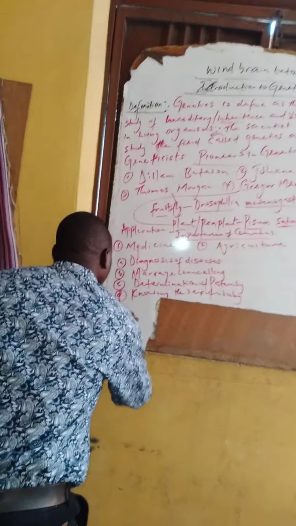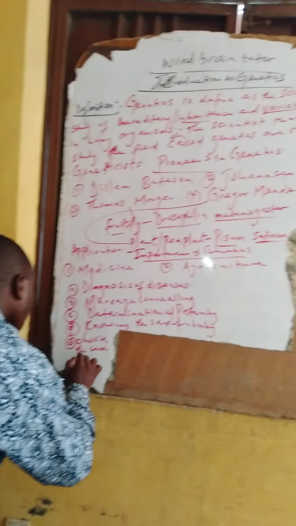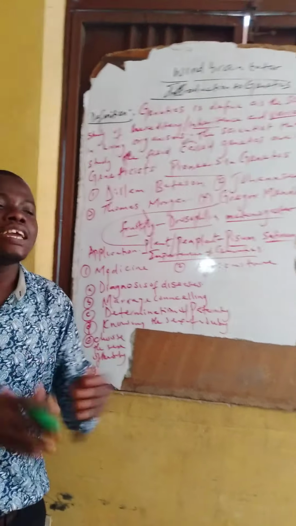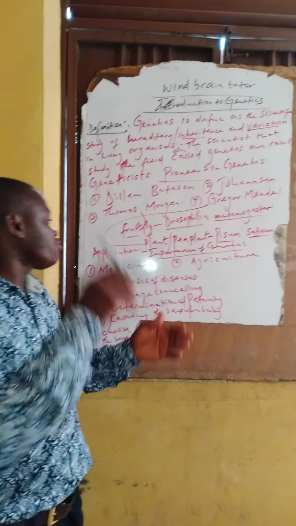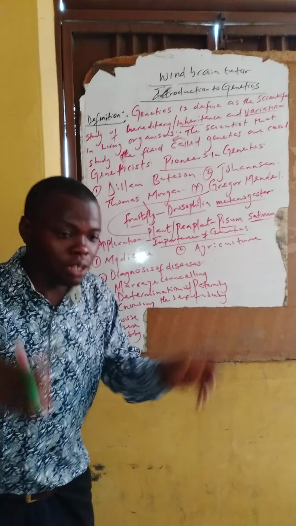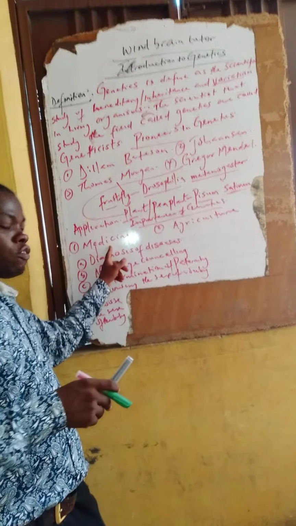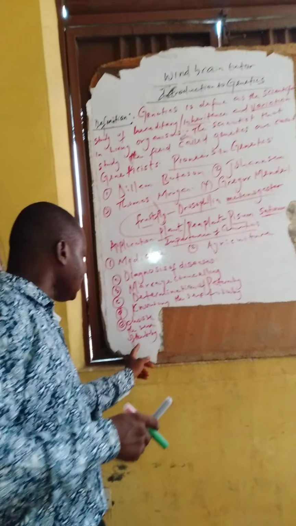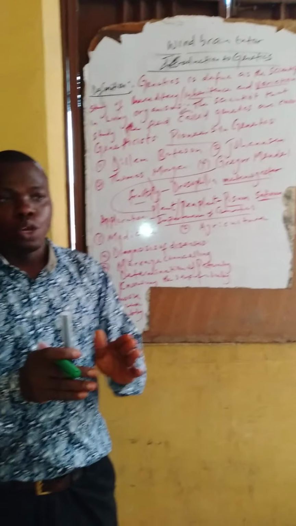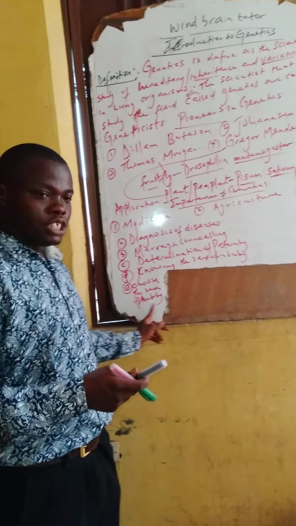Then number 6 is to choose the sex of the baby. There are some couples in this life that have tried to give birth to a male son, but they always give birth to a female. Through the knowledge of genetics, doctors in the field of medicine can help them select and give birth to a baby boy. You can choose the sex of the baby you want through a special professional medical technique.